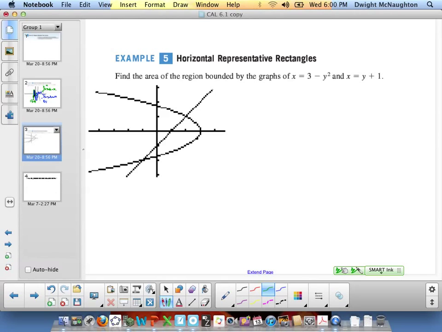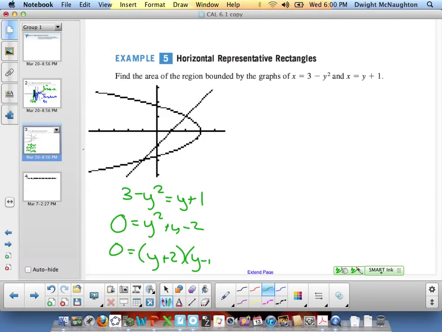I'll set those equal to each other. 3 minus y squared equals y plus 1. Let's get it equal to 0. So we'll add y squared plus y, subtract 3, we'll get negative 2. That factors, we get y plus 2, y minus 1. So our intercepts are y equals negative 2 and y equals 1.